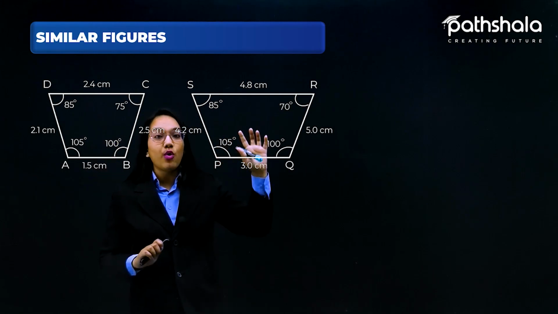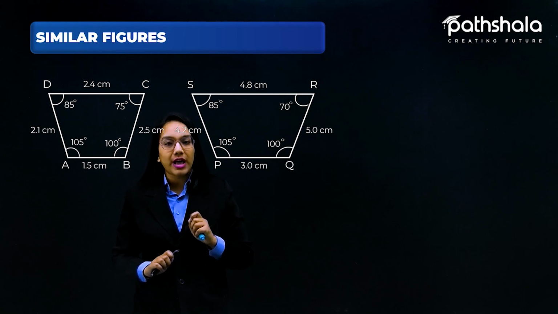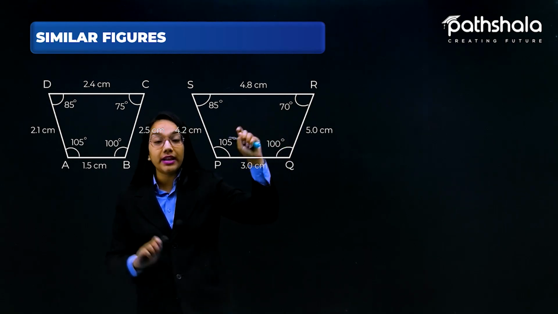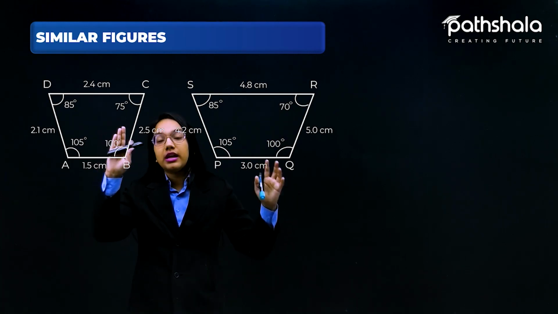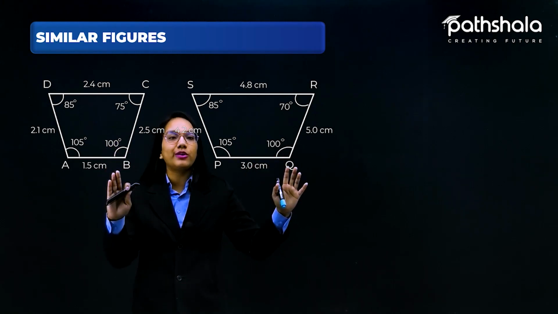So in the very first part, we just wanted to prove that all the corresponding angles are equal, but here the angle is 70 degree and here the angle is 75 degree. So are they equal to each other? They are definitely not equal to each other. Why so? Because the angles are different over here.